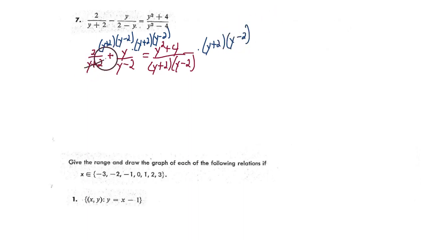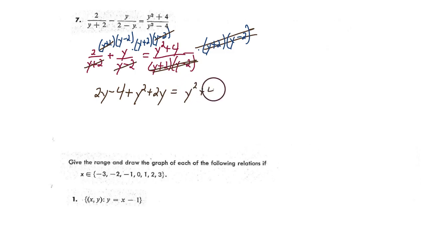Now the canceling. These cancel. These cancel. And these cancel. So we have 2y minus 4 plus y squared plus 2y equals y squared plus 4. There's a y squared on both sides, so those will cancel each other away using subtraction. 2y plus 2y is 4y. Let's add 4 over to the other side to make 8. And now solve and we get y equals 2.